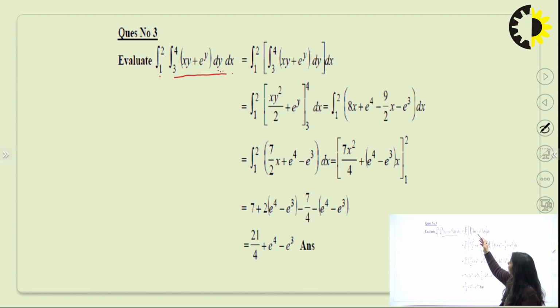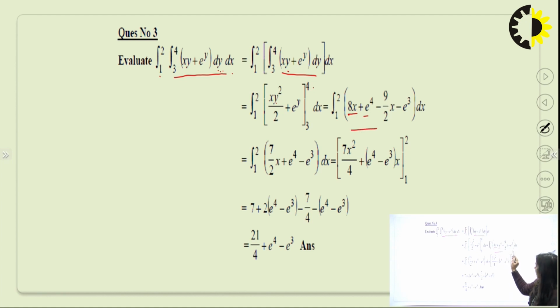Now we will integrate this function xy plus e power y with respect to y, and treat x as a constant term. So the integration of xy is equal to x y square upon 2, plus the integration of e^y is equal to e^y, with limit 3 to 4. Now put y equals 4 here, so it will be 8x plus e power 4, and minus, y equals 3, then it will be 9x by 2 minus e power 3, and dx.